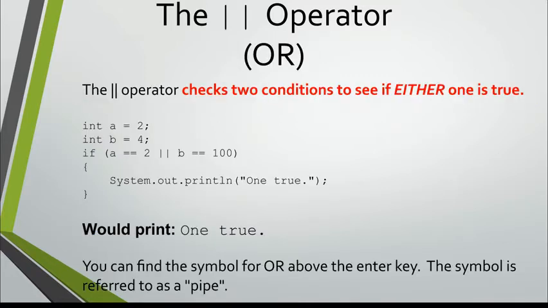The OR operator. This operator checks two conditions to see if either one is true. So int a is equal to 2 and int b is equal to 4. Now if a is equal to 4 or b is equal to 100, it'll print 1 is true. A is equal to 2, but b is not equal to 100. But only one of them has to be true in order for the whole expression to be true. Therefore, it prints 1 true. You can find this symbol for the OR above the Enter key. The symbol is referred to as a pipe.